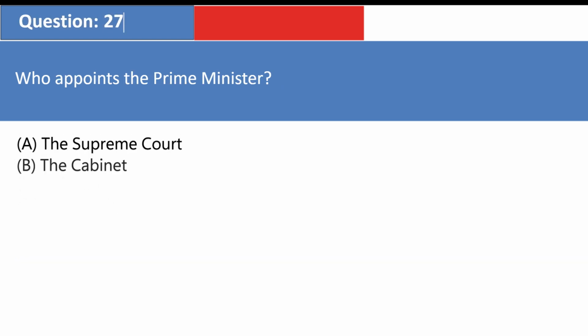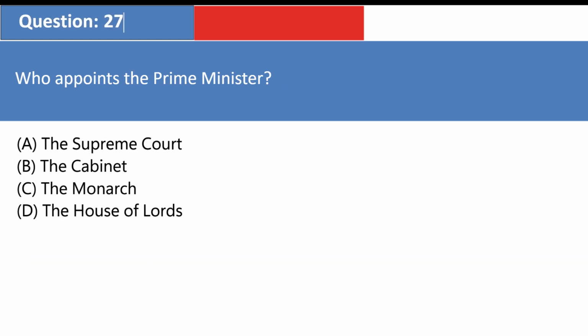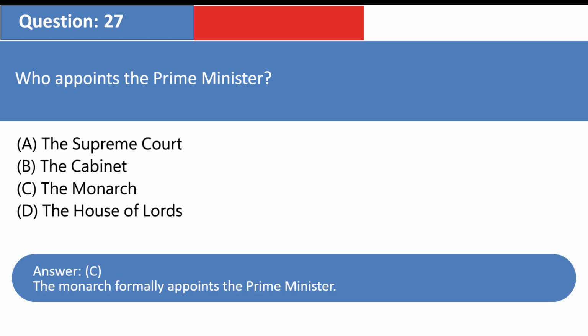Who appoints the Prime Minister? A. The Supreme Court. B. The Cabinet. C. The Monarch. D. The House of Lords. Answer: C. The monarch formally appoints the Prime Minister.